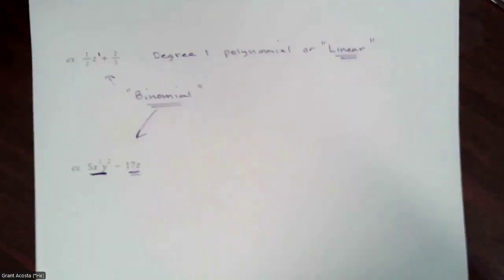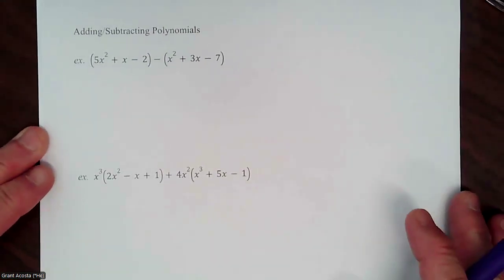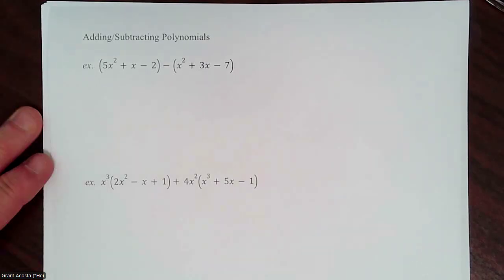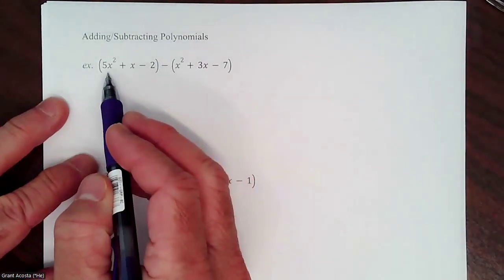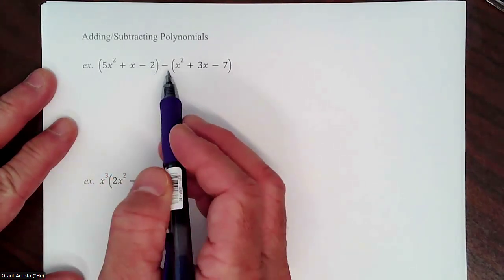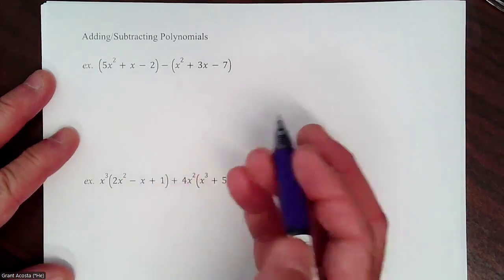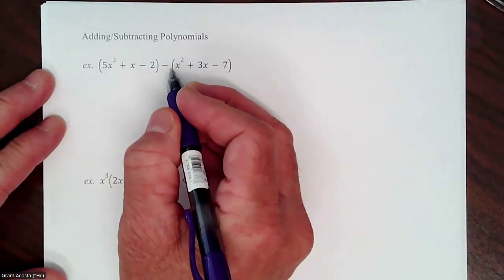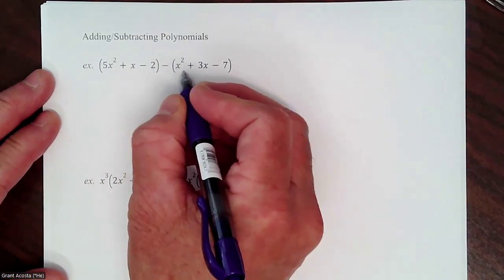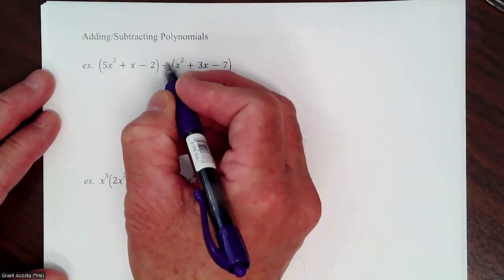Okay, so sticking with the more standard types of polynomials, first thing we'll talk about is adding and subtracting polynomials. So if I have the trinomial 5x squared plus x minus 2, and I want to subtract the trinomial x squared plus 3x minus 7, I can do this by distributing first. When you have minus, that means I want to subtract all three of these terms. So it's kind of like distributing a -1.